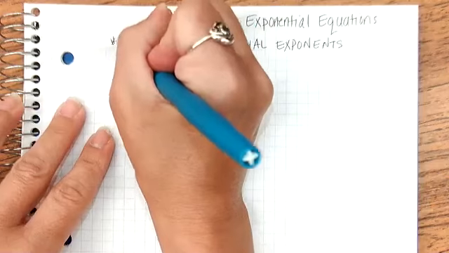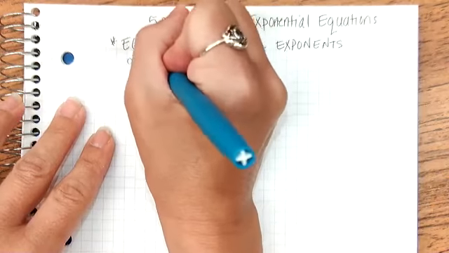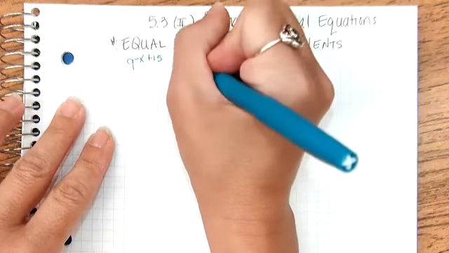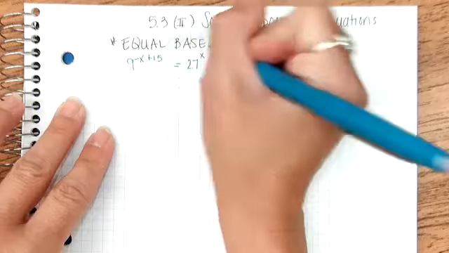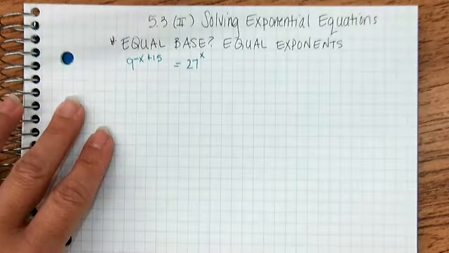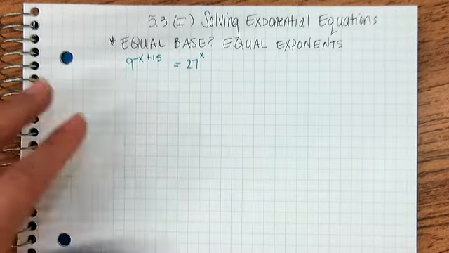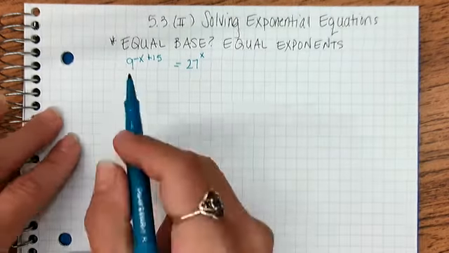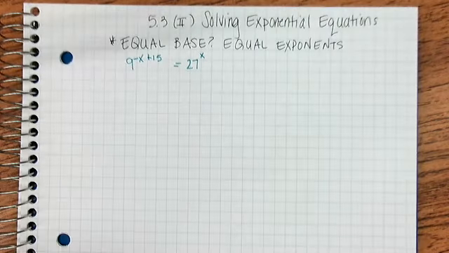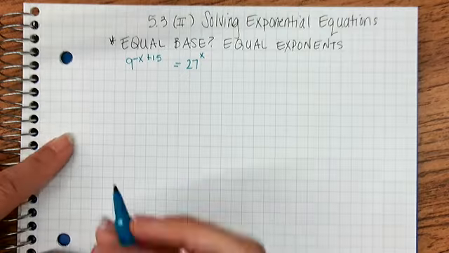9 to the negative x plus 15 equals 27 to the x. There are no restrictions on the domain. So whatever we get for x is good to go. You should still check your answer. I see 9, I see 27. The bases are not equal yet.